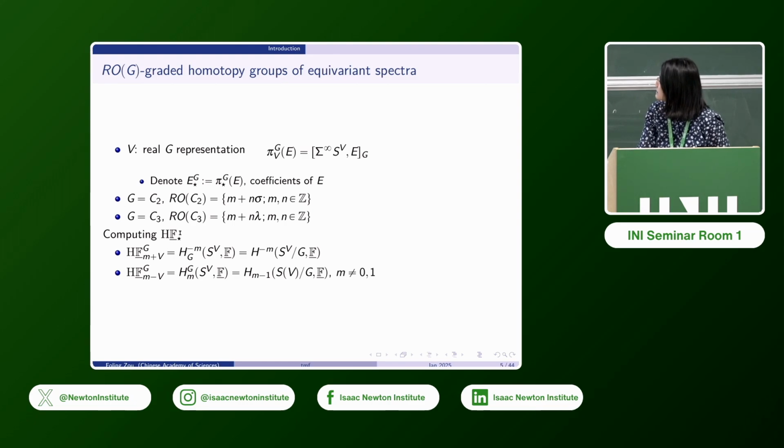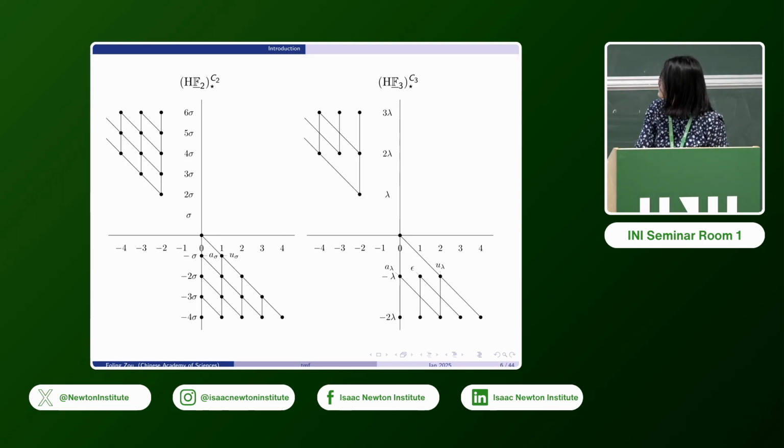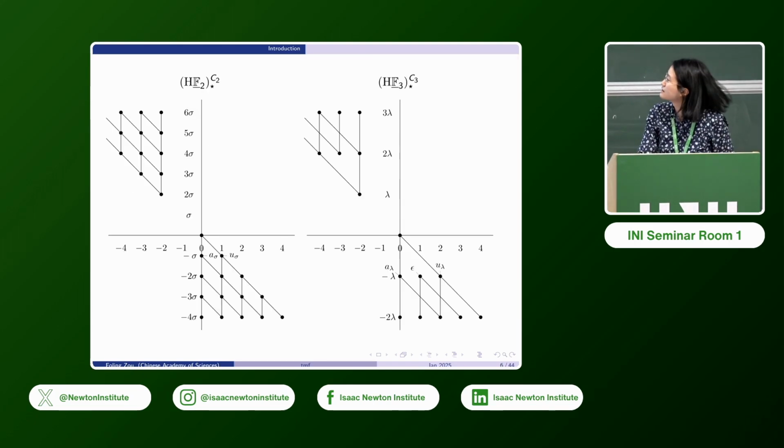And to compute HF star underline, you just need to compute, via this method, some non-equivariant cohomology or homology of some spaces. And the answer, we've seen this left side picture in Clover's talk, I believe. But my grading is slightly different from hers. She used motivic grading. And here I'm using just the number of trivial representations plus the number of sign representations.